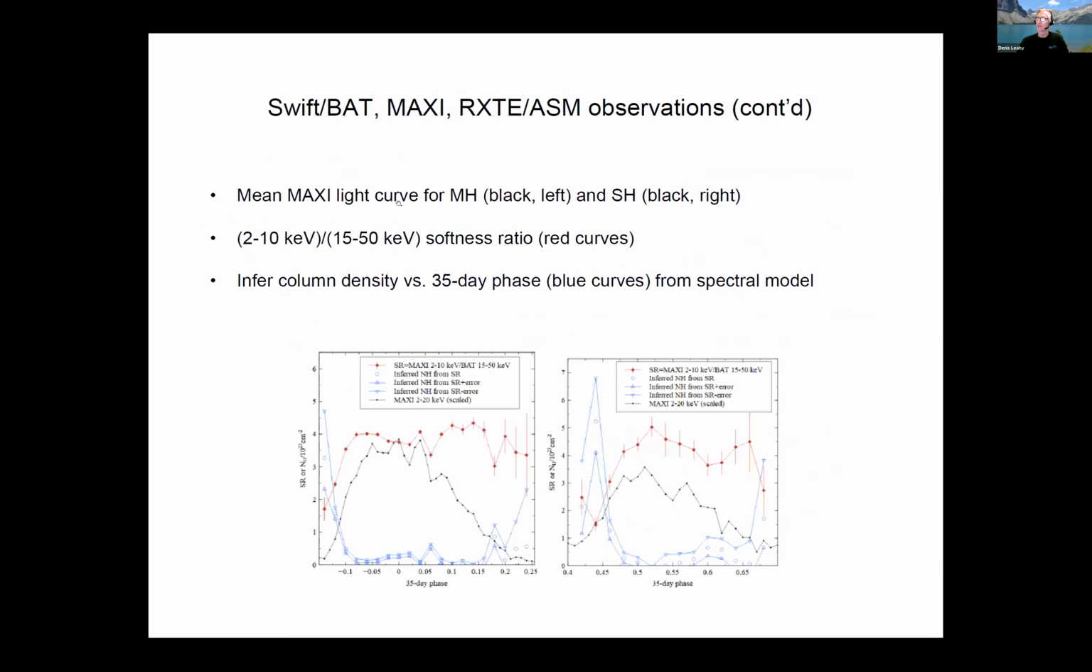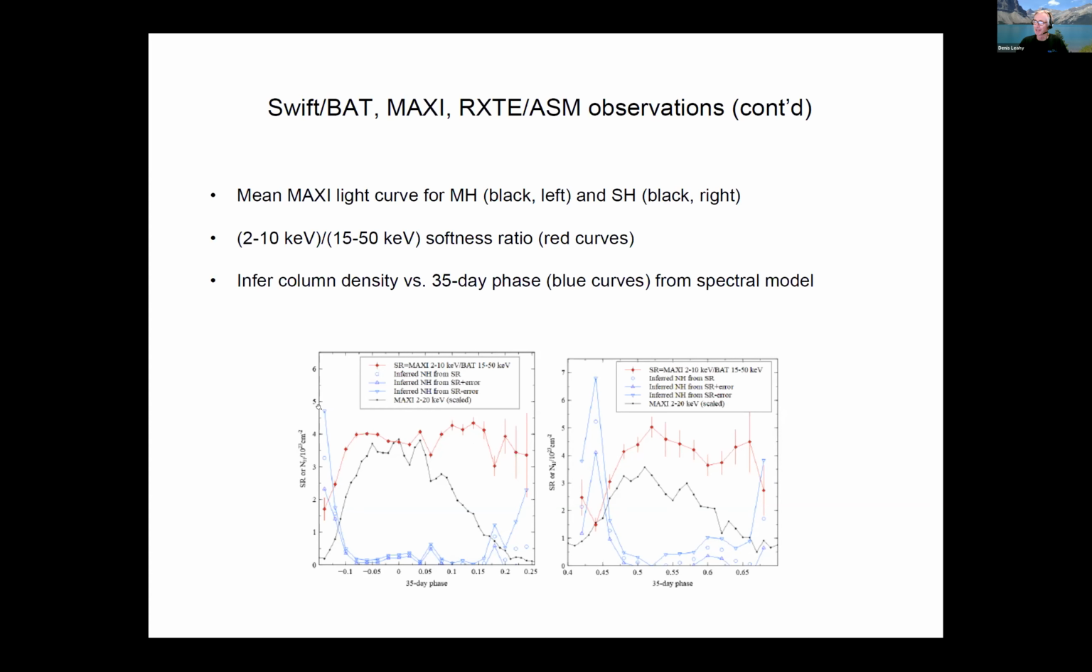And I'll end with this slide. The other thing we've done is create the mean MAXI light curve and the mean BAT light curves. And with these, we can get the mean light curve during the main high and during the short high, just for MAXI. We get the softness ratio shown in red here during the main high and short high on average, which is new, and we could use that to get the average column density throughout each orbital cycle.